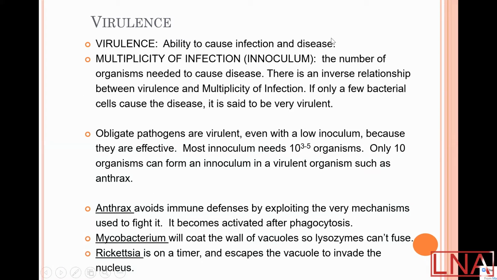So next, the part about virulence. Virulence is the ability to cause infection and disease. Not exactly an ability, it's also a measurement of pathogenicity. Multiplicity of infection, the inoculum, is the number of organisms needed to cause disease. There is an inverse relationship between virulence and multiplicity of infection. If only a few bacterial cells cause the disease, the organism is said to be very virulent.